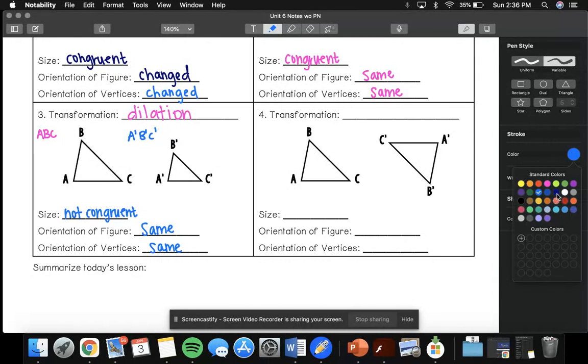Okay, finally, we have this last one. We have triangle ABC. Again, I just like to see, can I figure out what's happened to it? I notice that A is in the bottom left, and it looks like it's just completely turned around. If I think of a turn, I think of a rotation.